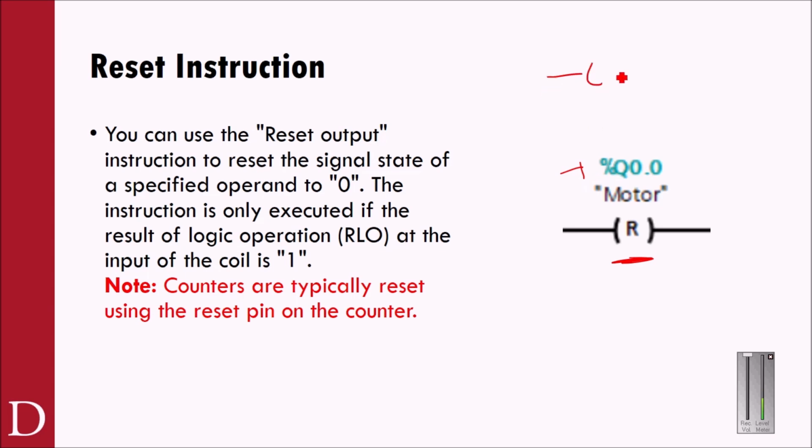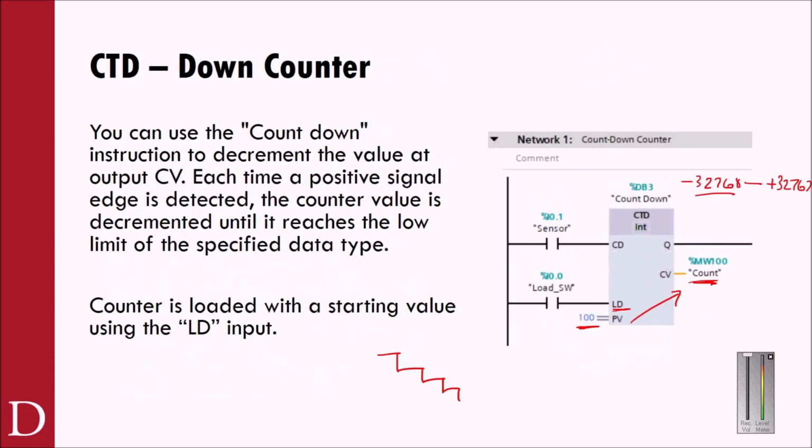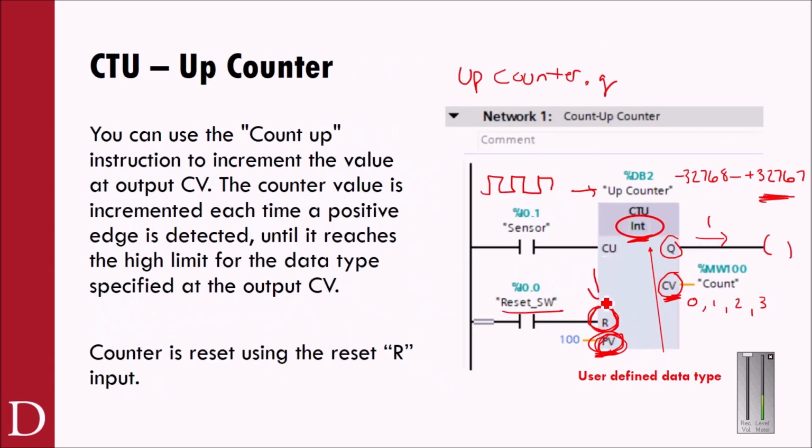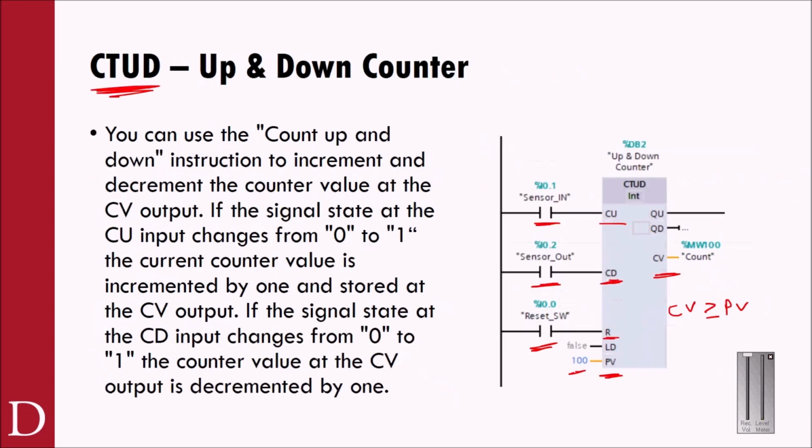Maybe somewhere up here I've got a set of Q0.0 that I'm turning it on, and this one I'm turning it off. The instruction is only executed if the result of the logic operation at the input of the coil is a 1. So I got to make this true to make the reset instruction go. I will tell you though, when it comes to counters, we typically use the reset pin, this guy right here, when we're resetting counters in the world of Siemens.